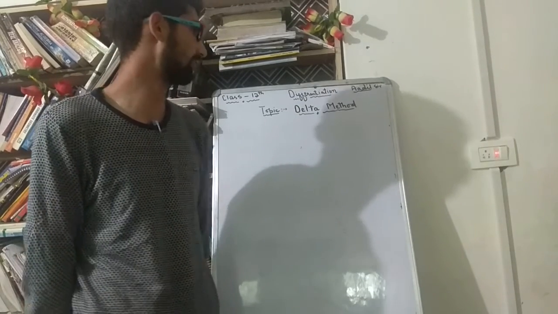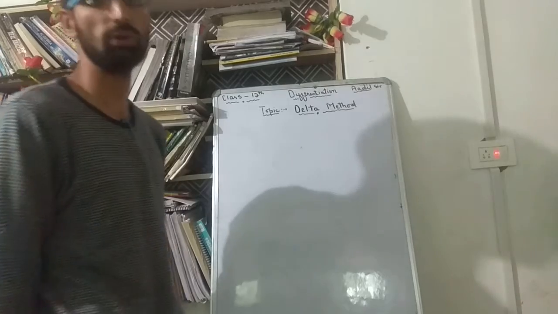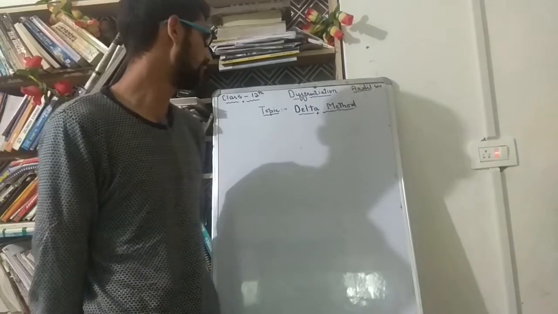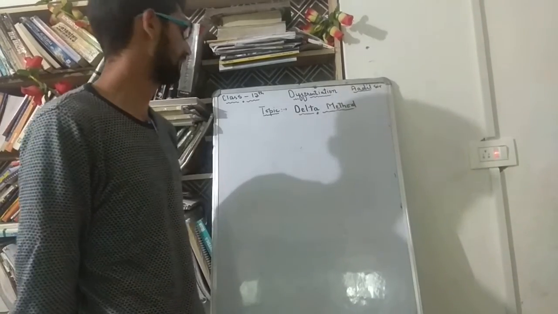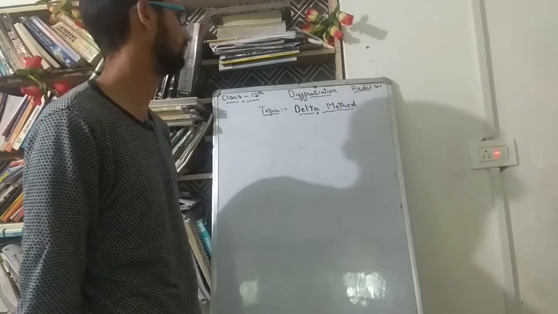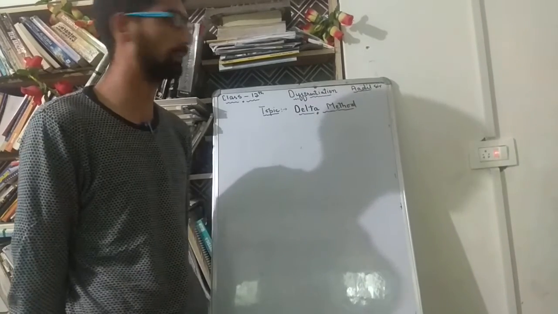Today our topic is the delta method of finding the derivative of a function at some point in its domain. Before going to the method, I hope you are okay and you are doing best with your books.